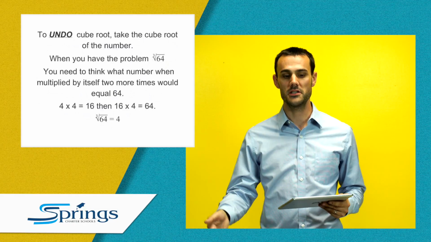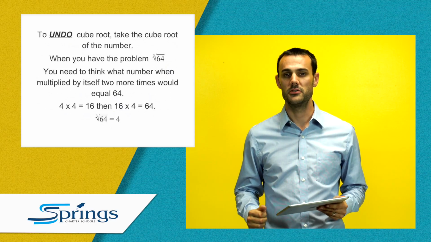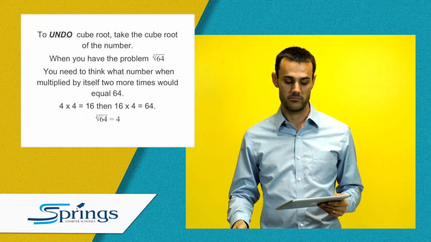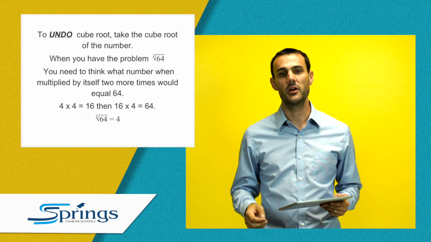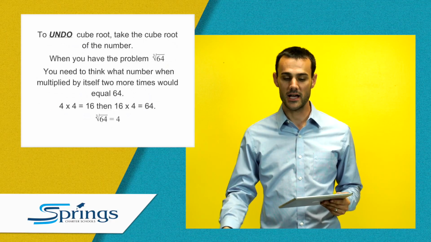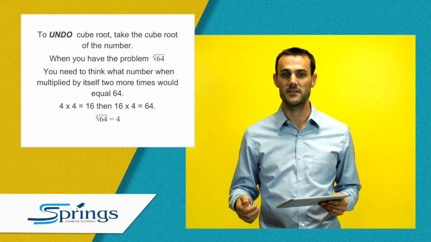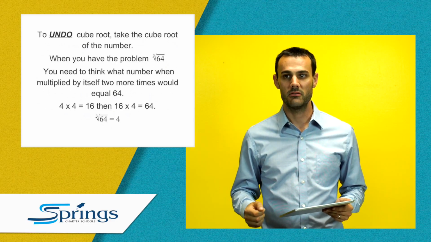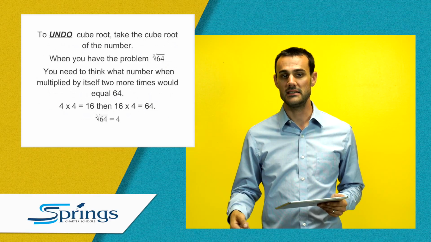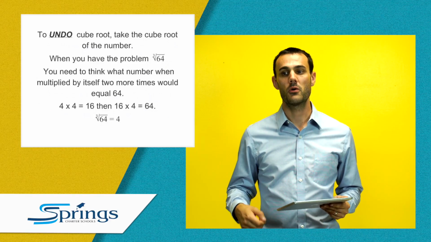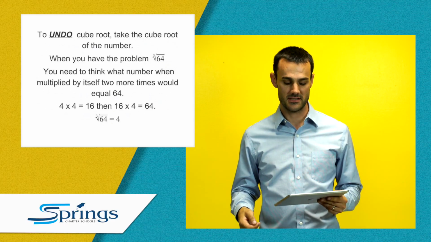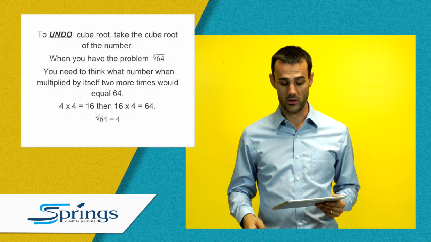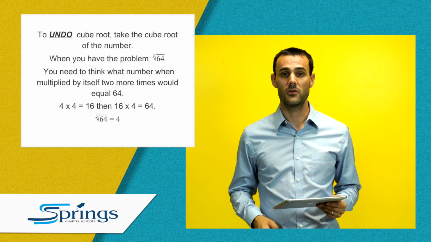To undo a cube, we take the cube root of a number. So we have the problem, the cube root of 64. We need to think about what number, when it's multiplied by itself 2 more times, is going to give us that number inside the cube root box, which in this case is 64. So I think about what 4 times 4 is, and that's 16. And I have to multiply it by 4 one more time to see if I can get up to 64. And guess what? 16 times 4 does equal 64. So the cube root of 64 is 4.